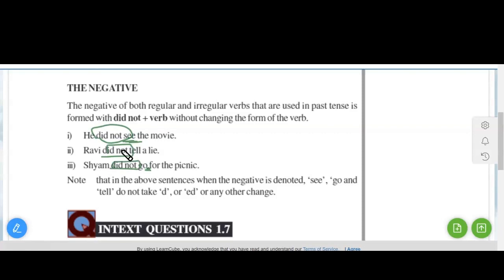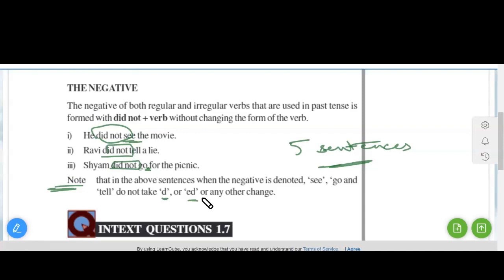We'll make it a negative sentence. Negative, as you already know, means something that did not happen. So, Shyam did not go for the picnic. Note that in the above sentences, when the negative is denoted, see, go and tell do not take d or ed. That is a general rule, but without that also you can understand. You can write 5 sentences by yourself with a negative of simple past. It will help you understand it better.